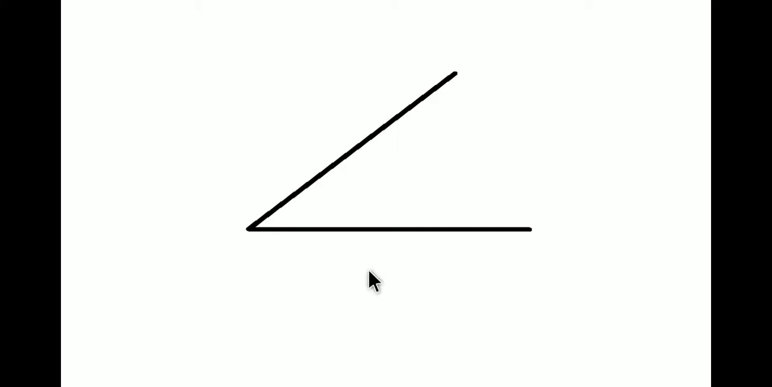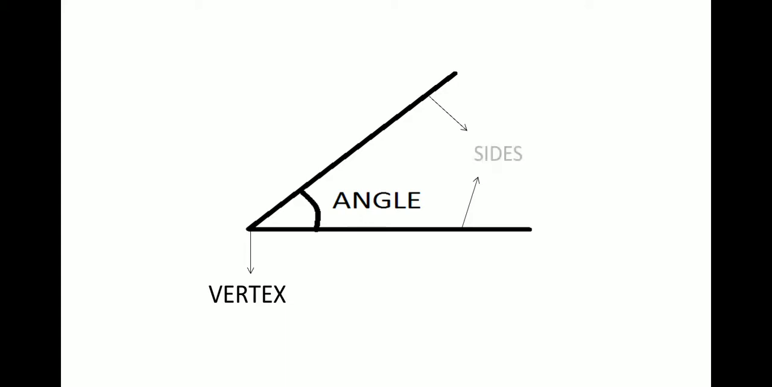Next we learn about the angles. Let's say that there is a straight line and another straight line meets this straight line at this point. Okay, then we say the space in between is called as the angle, and this point is called the vertex, and the two straight lines now will be called as the sides or the arms of the given angle.